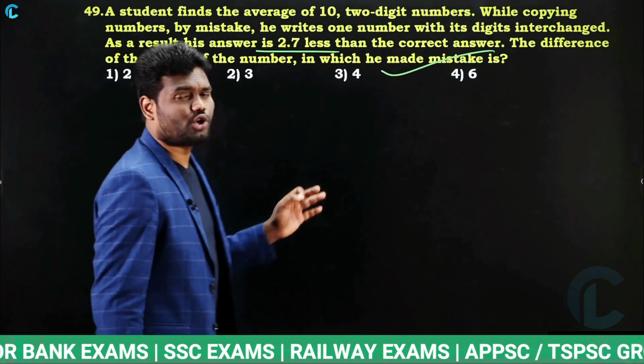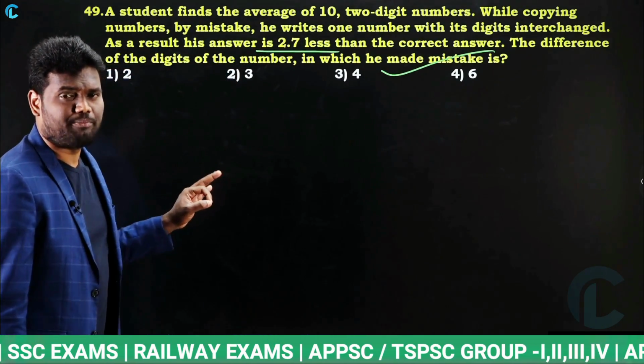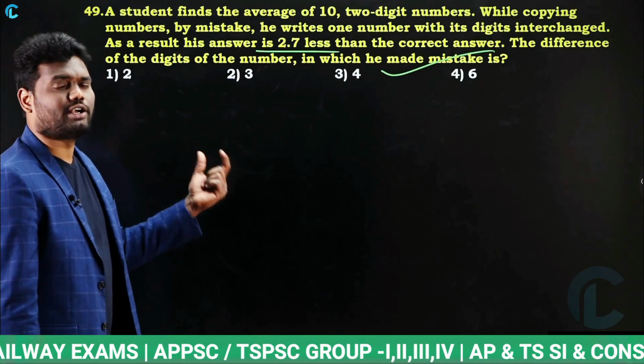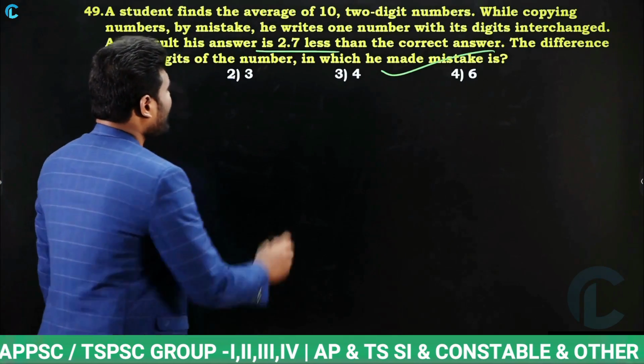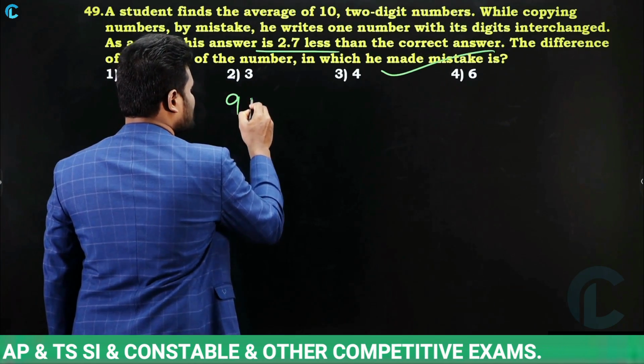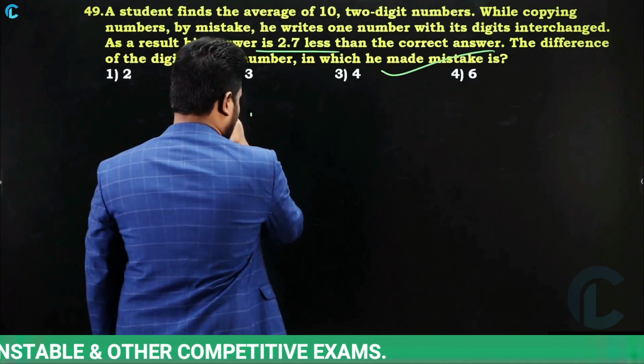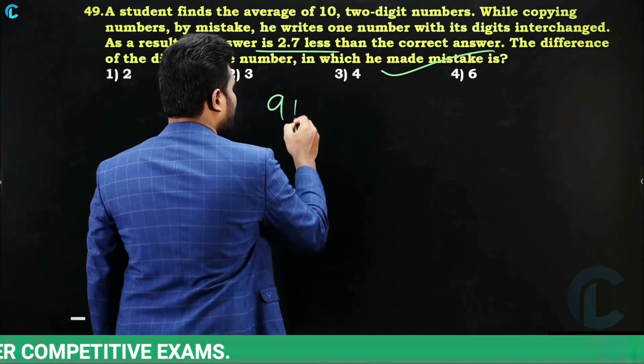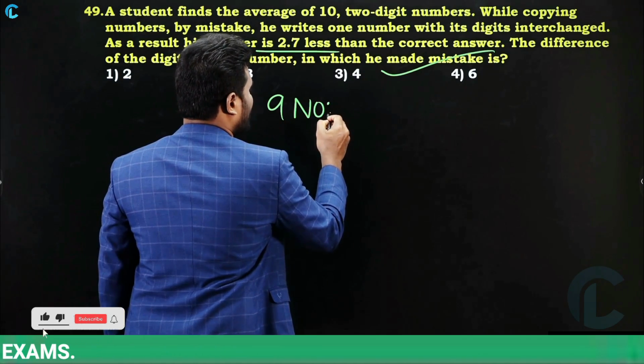Okay. Now first I will show you the procedure to solve this question. Later on I will show you a simple trick to solve the same question. Okay. Now according to this question, out of 10 numbers, 9 numbers are written correctly. Yes or no? Out of 10 numbers, 9 numbers are written correctly.